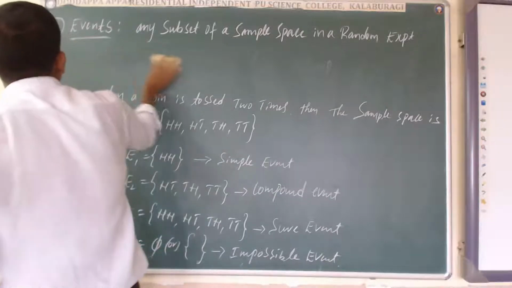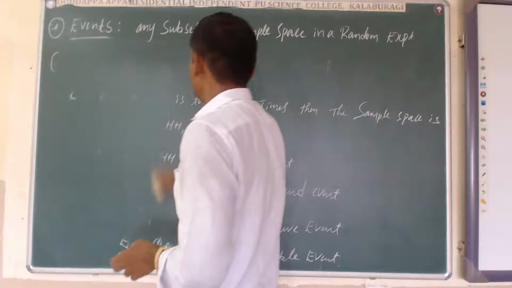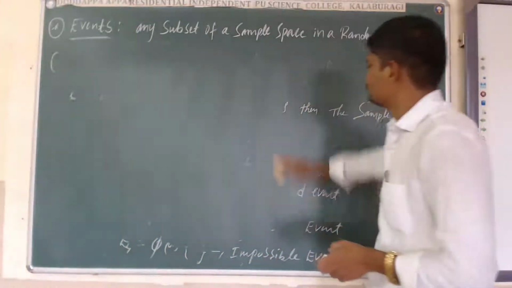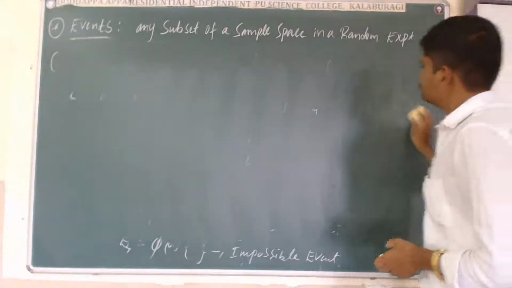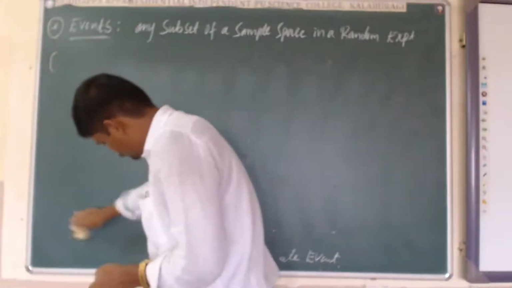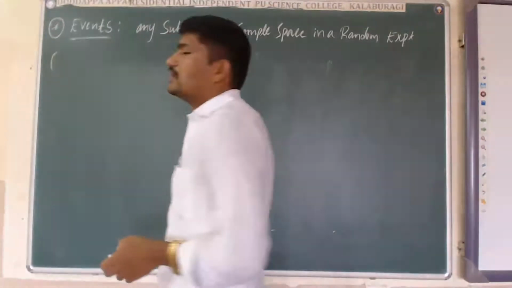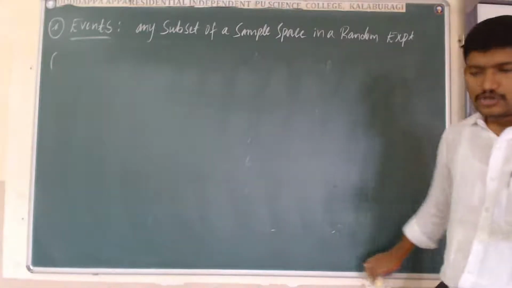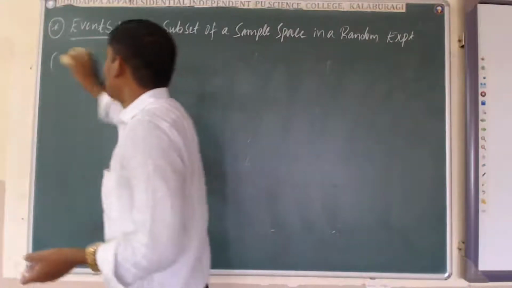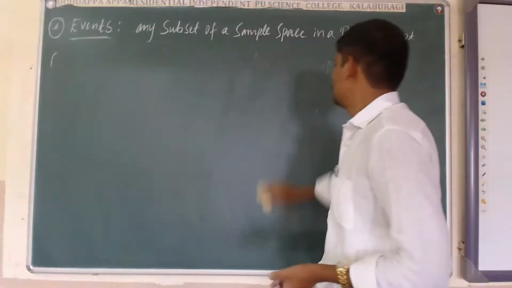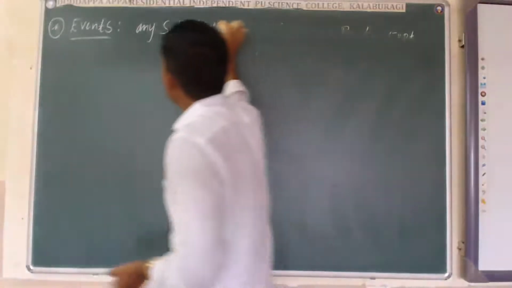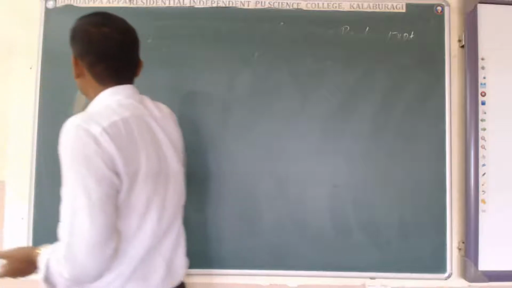Now, next we go to algebra of events. Dear students, we already studied the set theory chapter. There we also studied algebra of sets: their union, intersection, and difference, and complementary sets. Similarly, we will be studying here also, but we must study with the events.